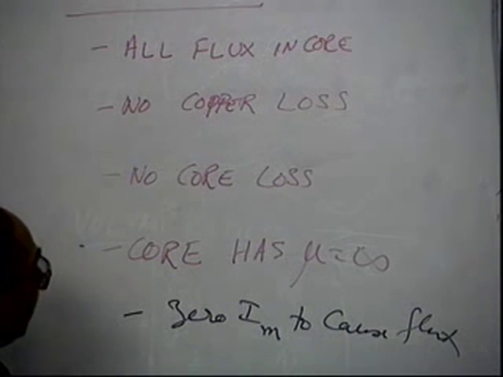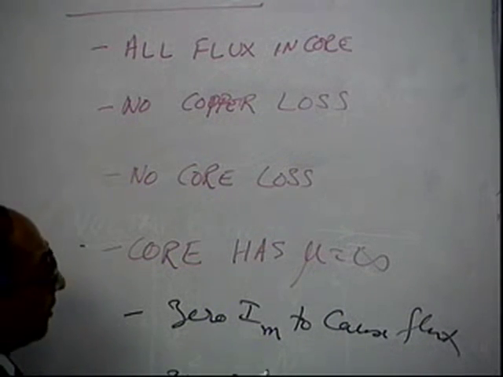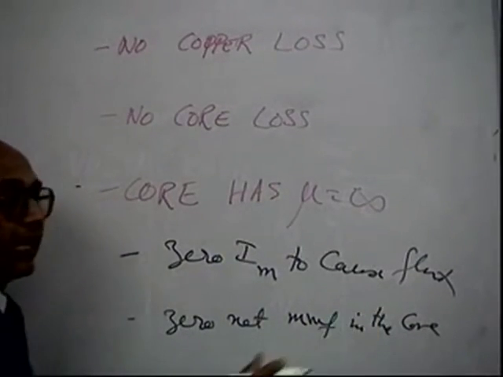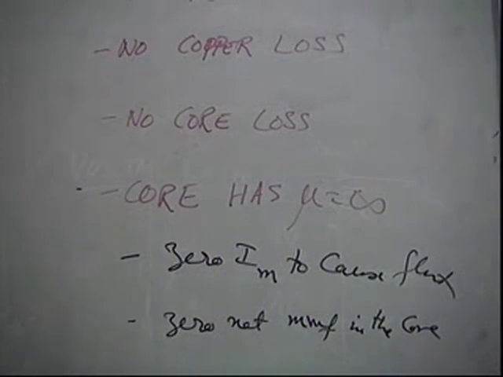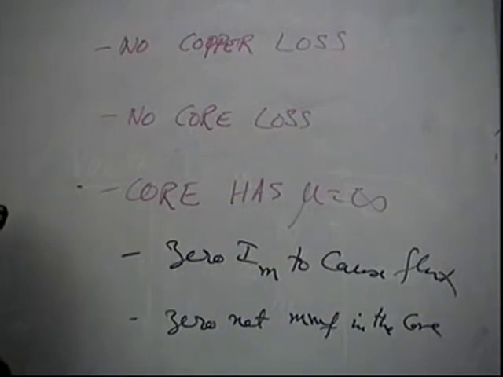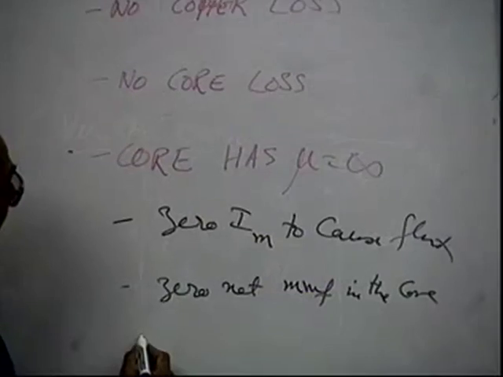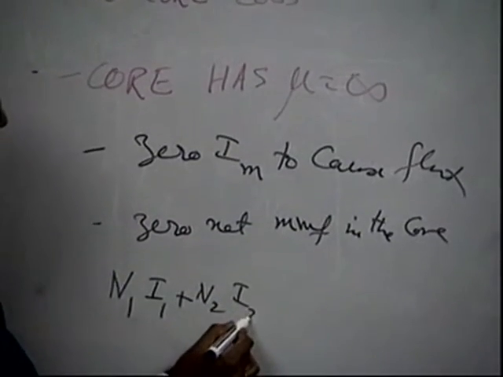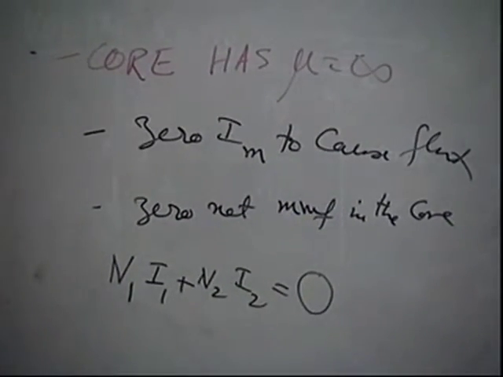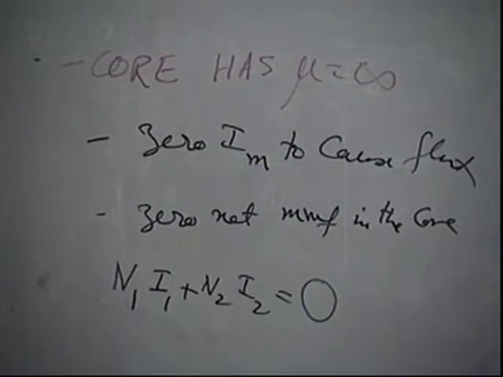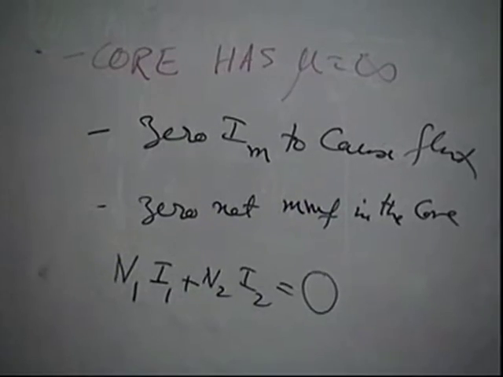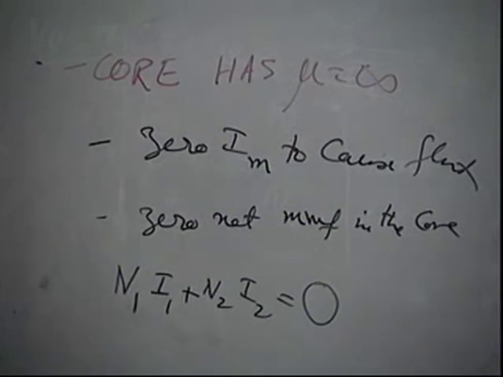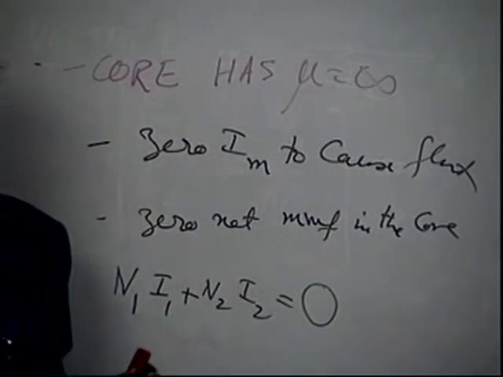Now that means you require a 0 net MMF in the core. You will have a net MMF of 0 in the core, which would mean that N1 I1 plus N2 I2 is always negligible, 0, isn't it? After all, there will be something that will come to that later if it is not, but as an ideal condition we have said this. Now, this is what will happen. Now let us look at a little more detail.